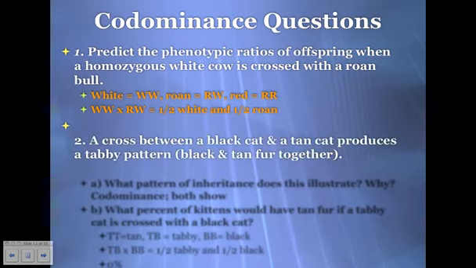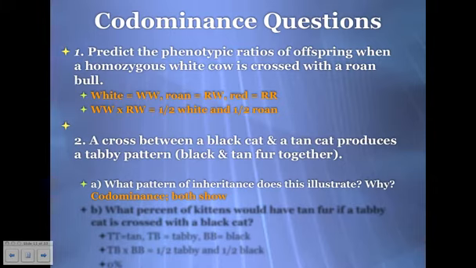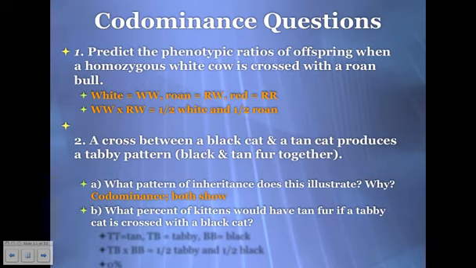Number 2, a cross between a black cat and a tan cat produces what's called a tabby color, black and tan fur occurring together. Letter A, what pattern of inheritance does this illustrate and why? The answer being codominance, of course not only because that's what we're talking about, but because both alleles are appearing together. And then also B, what percent of kittens would have tan fur if a tabby cat, which is the heterozygote, is crossed with a black cat?